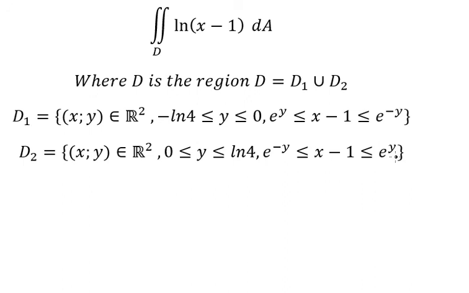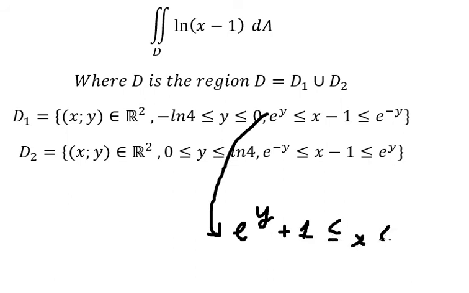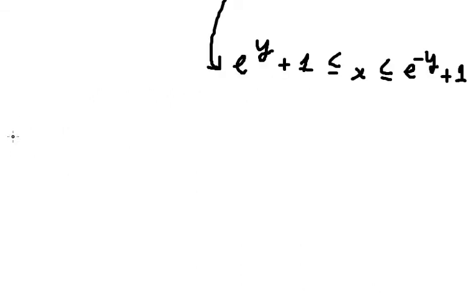So in this situation, for this one, you have e to the power of y plus 1 is smaller than or equal to s, and this one is smaller than or equal to e to the power of negative y plus 1. Similar for this one in here. And now we have two double integrals.